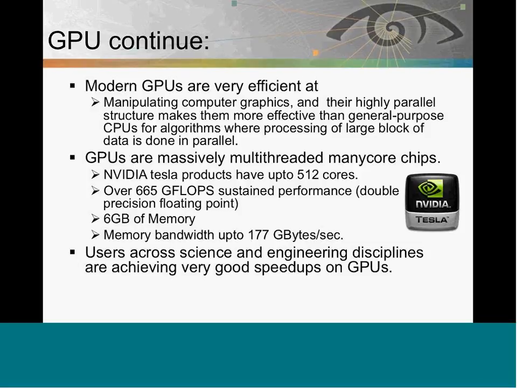Here I have shown the specification for the NVIDIA Tesla product. The latest one is the K20, and they are coming with Maxwell. But this one is the Tesla, which is 3-4 years old, but it has 512 cores on the chip and about 655 gigaflops double precision performance, gigabytes of memory, and memory bandwidth of up to 177 gigabytes per second. Across the science and engineering disciplines, people have been achieving very good speedups on GPUs for some of their algorithms.